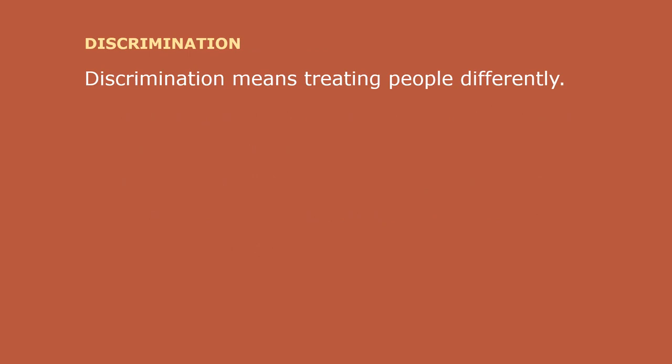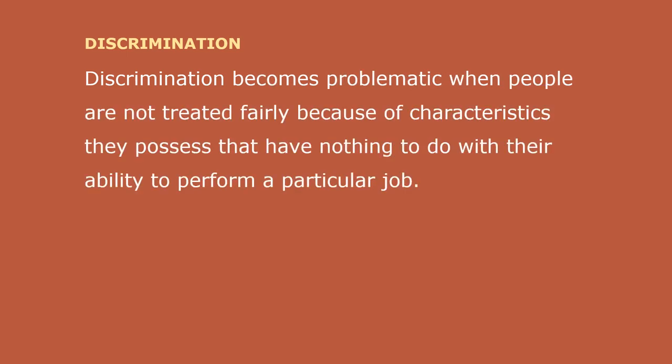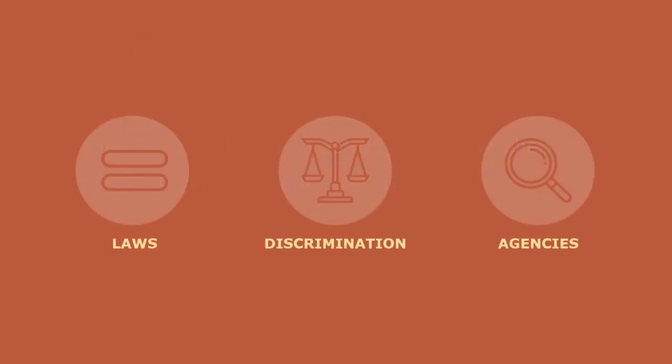Discrimination means treating people differently. We choose to treat people differently every day. So discrimination becomes problematic when people are not treated fairly because characteristics they possess have nothing to do with their ability to perform a particular job. In this course, we'll cover EEO laws, concepts of discrimination, and the regulatory agencies responsible for anti-discrimination in employment.